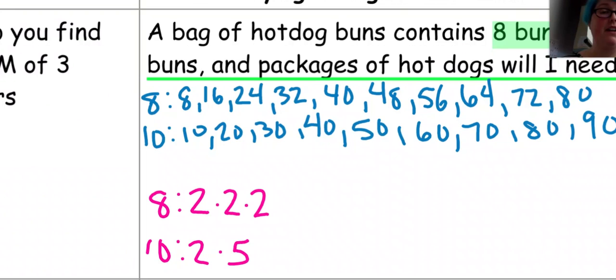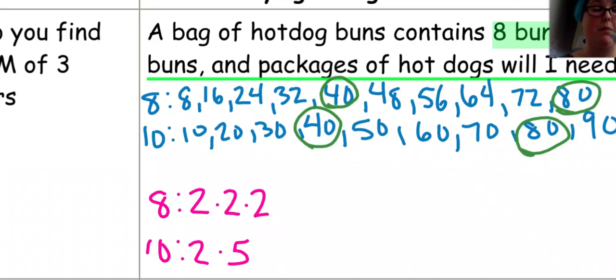All right, so I have listed out here the list method for all the multiples of 8: 8, 16, 24, yada, yada, and 10: 10, 20, 30, 40. I have also listed the prime factorization. So let's look at the list method. We go along until we see that, oh, look, 40 and 80 appear in both lists. So our least common multiple is going to be 40, least meaning smallest.